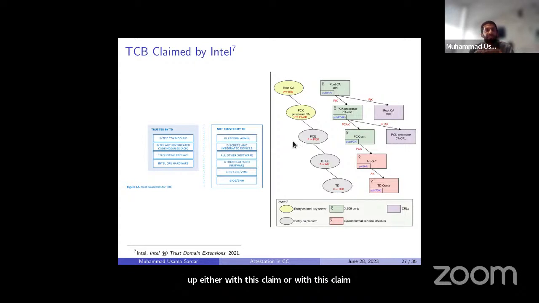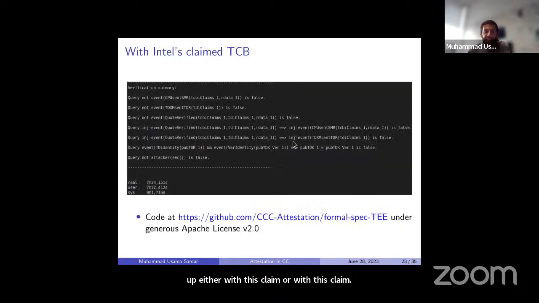But Intel did not accept our arguments until we could provide them a proof of security, or let's say a breach of security, with ProVerif. That is, okay, this is what you claim in the specifications, and now tell us whether this proof is wrong or the model is wrong or actually your claim is wrong.